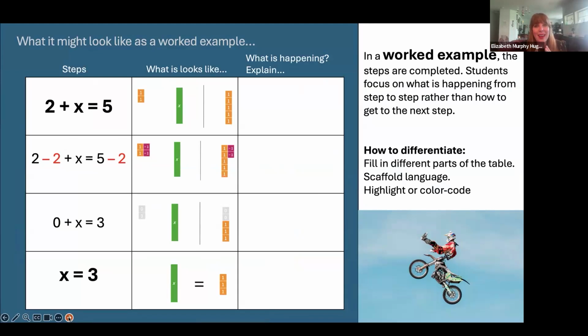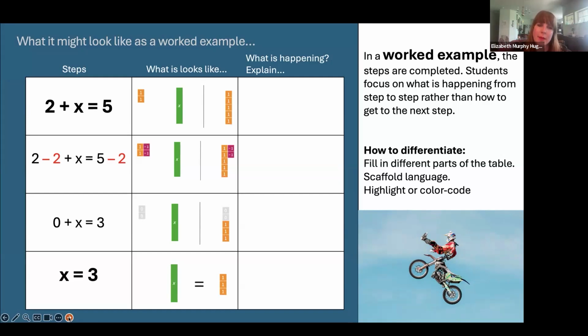Okay. Another way, I said explicit instruction is one way to introduce using algebra tiles and manipulatives in algebra. And here is another great thing that you can incorporate into your instruction. And this is a worked example. So in a worked example, the steps are already completed for you. Okay. This allows students to really focus on what is happening. So if I see 2 plus x equals 5, I've already solved it. I already have the answer there. Students don't need to put their energy into that.